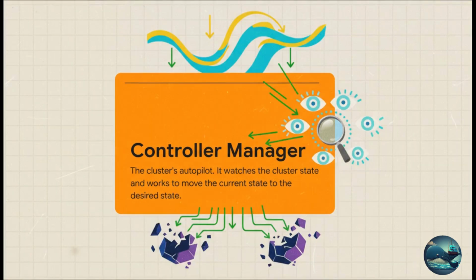And now for my favorite part, the component that really shows off the magic of Kubernetes, the controller manager. Think of this as the cluster's autopilot. It's basically a bunch of little robots, or controllers, that are constantly watching the state of the cluster. Their only job is to compare the current state to the state you want. If a pod dies, the controller manager immediately sees that mismatch and springs into action to create a new one. This is the absolute core of Kubernetes' famous self-healing ability.